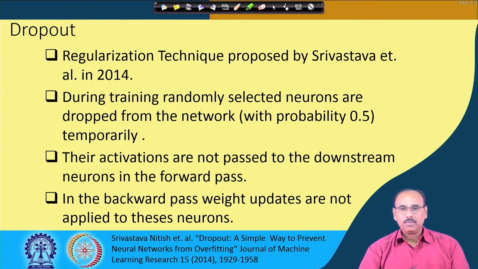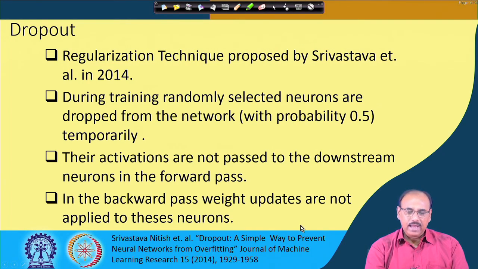So what does this dropout mean? A node which is dropped out will not pass its output to the nodes in the subsequent layers downstream. At the same time, during the backward pass, no updates of the input weights will take place for those nodes. So it is as if you are simply removing that particular node and the associated connections from the network during the training process.